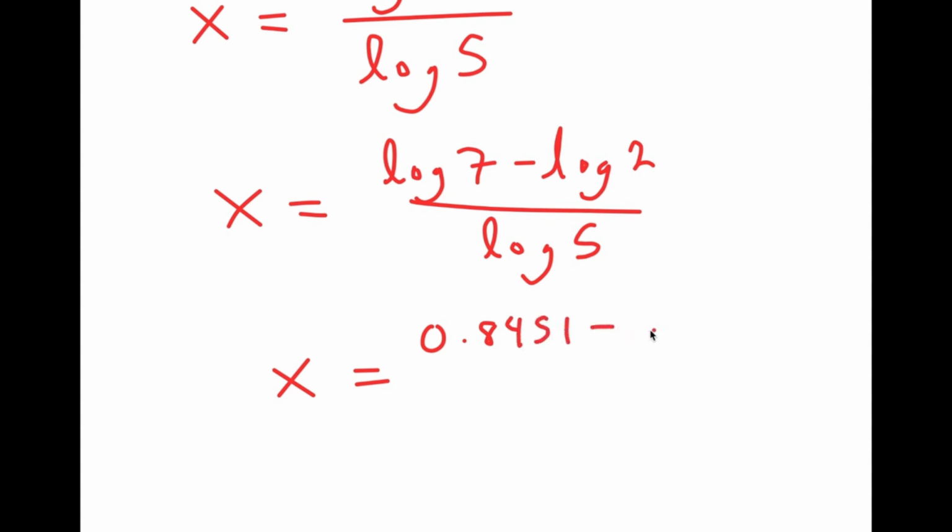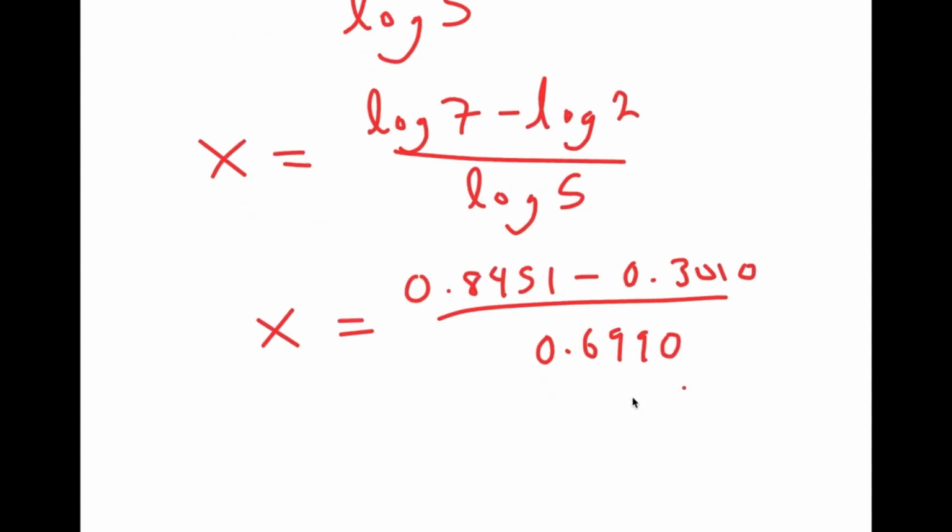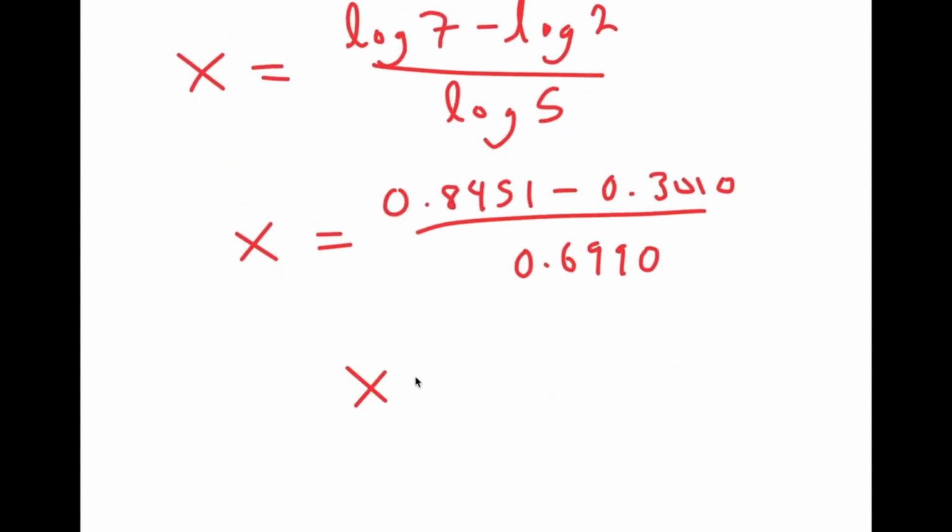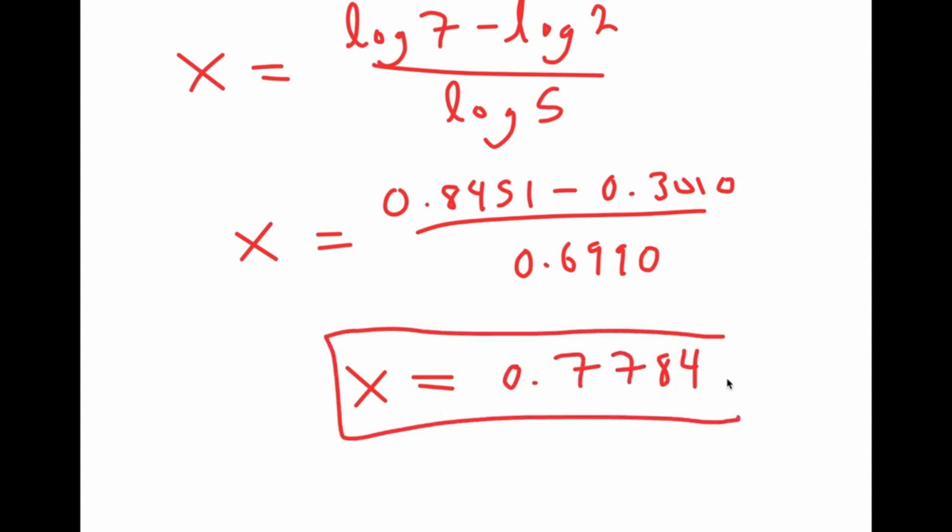0.8451 minus 0.3010 over 0.6990. And this is equal to 0.7784. So this is my answer.